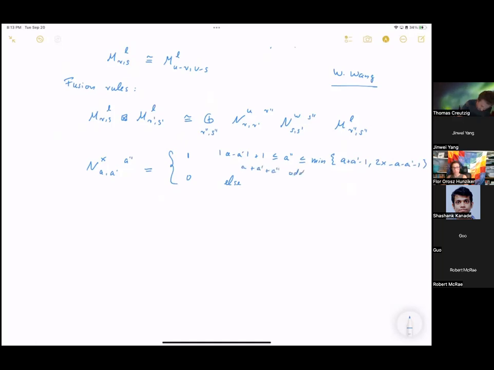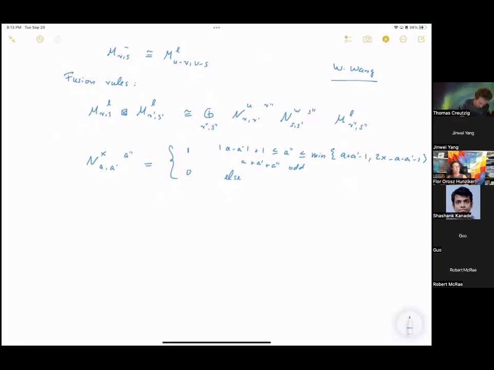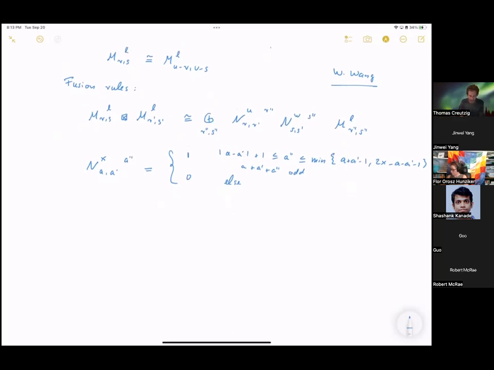So the sum of all labels being odd is the condition that the fusion product preserves the coset of the root lattice. That's something very natural from Lie theory, and also this product is clearly a truncated tensor product of SL2. The tensor product rules of SL2 are exactly of this type if I don't take the minimum but just go up to a plus a prime minus 1.